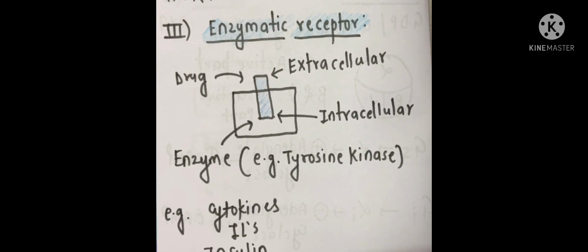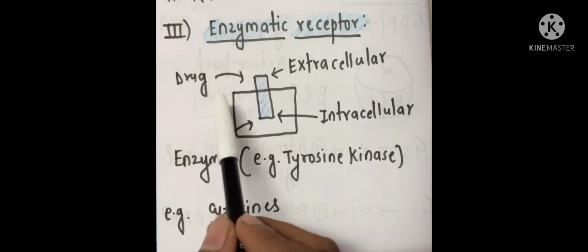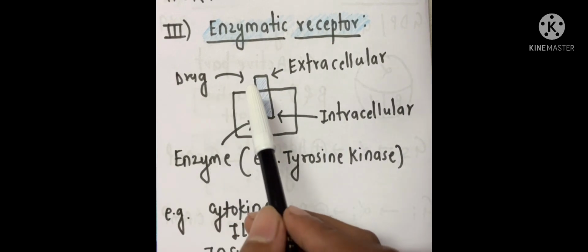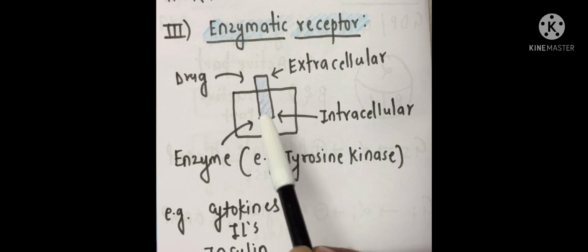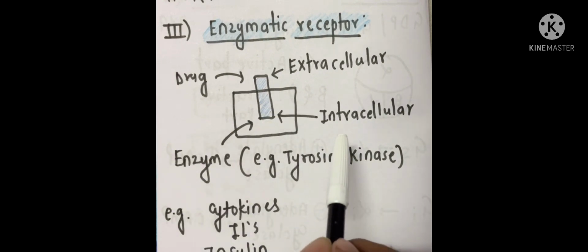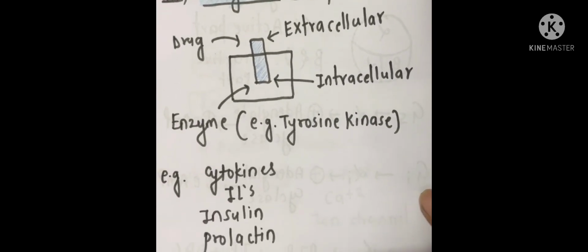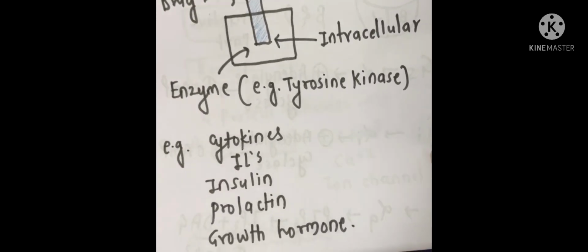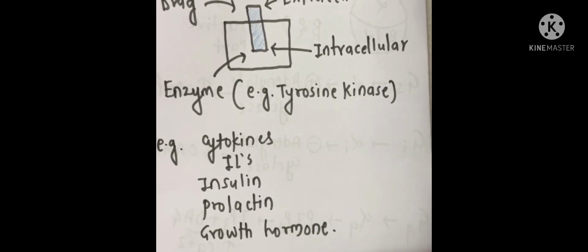Enzymatic receptor. This receptor has two domains, an extracellular domain and an intracellular domain. The drug binds to the extracellular domain, and after this binding, it activates the enzyme, which is present at the intracellular end. The most common example of this enzyme is tyrosine kinase. There are certain receptors which come under this category, like cytokines, interleukins, prolactin, growth hormone. These types of drugs act through this enzymatic receptor.